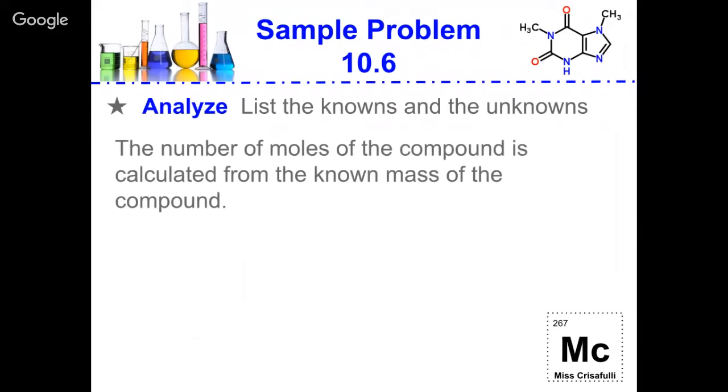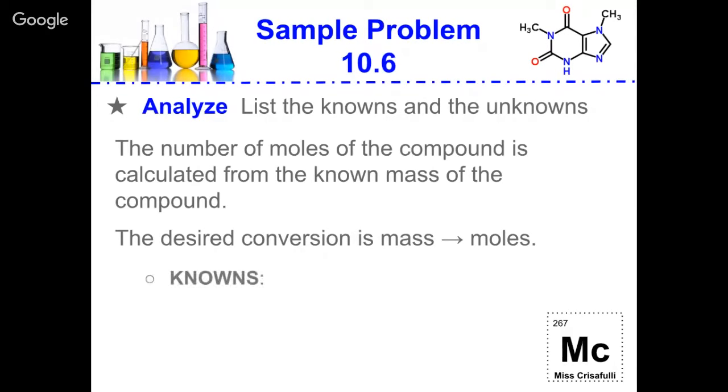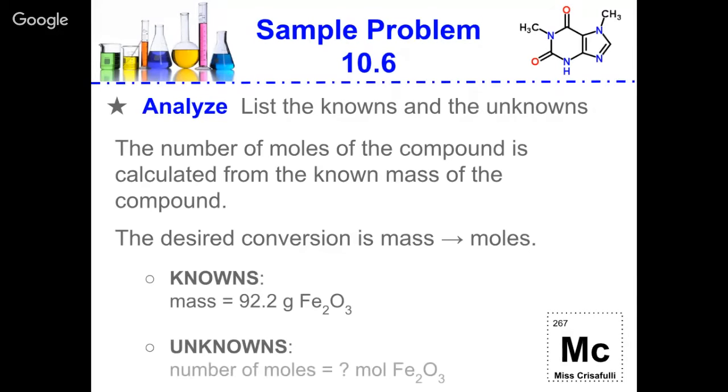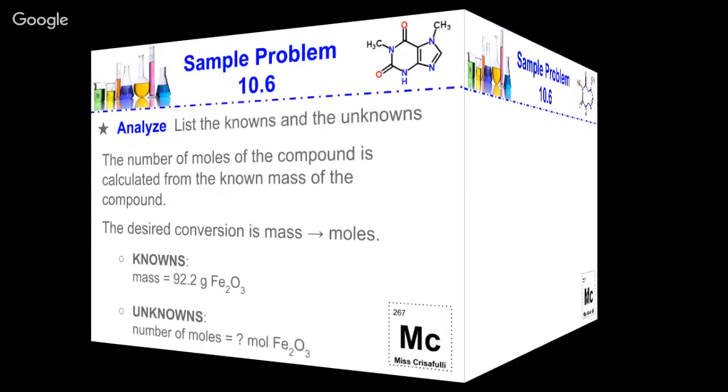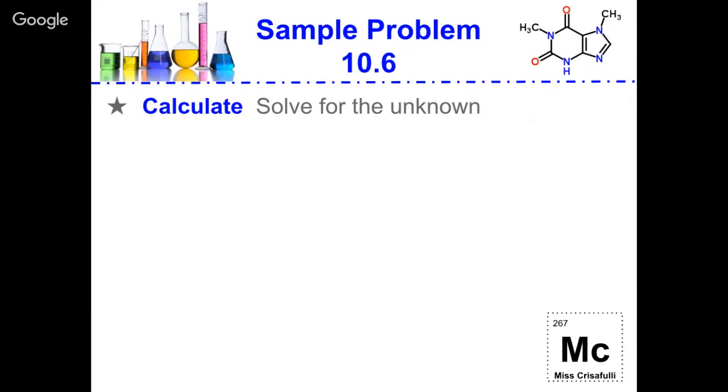We're starting off with the mass, and we have to convert to moles. So we have to go from mass to moles. So what do we know? We know the mass of the iron 3 oxide and we want to know the moles of iron 3 oxide. So step 1.